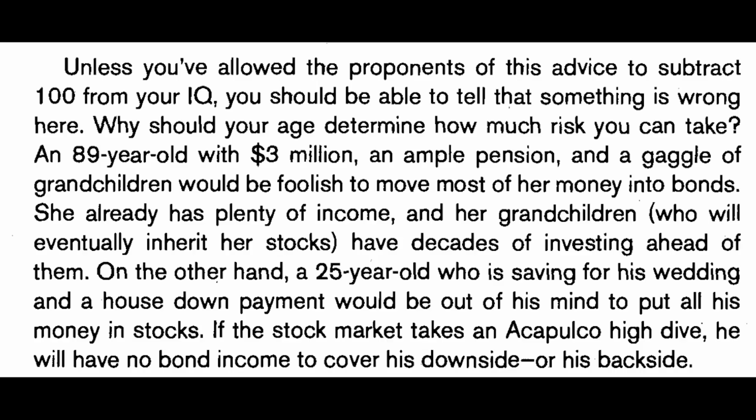Jason continues his thoughts on page 103, where he writes, "Why should your age determine how much risk you can take? An 89-year-old with $3 million, an ample pension, and a gaggle of grandchildren would be foolish to move most of her money into bonds. She already has plenty of income, and her grandchildren, who will eventually inherit her stocks, have decades of investing ahead of them. On the other hand, a 25-year-old who is saving for his wedding and a house down payment would be out of his mind to put all of his money into stocks. If the stock market takes an Acapulco high dive, he will have no bond income to cover his downside or his backside."